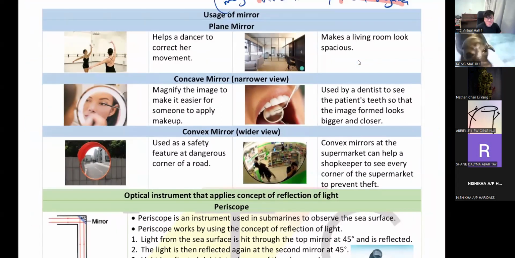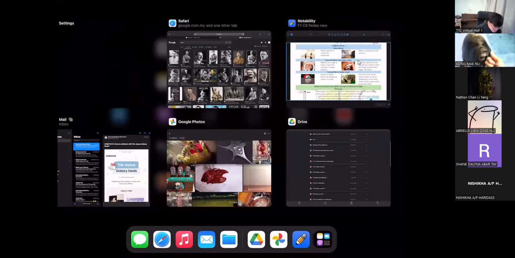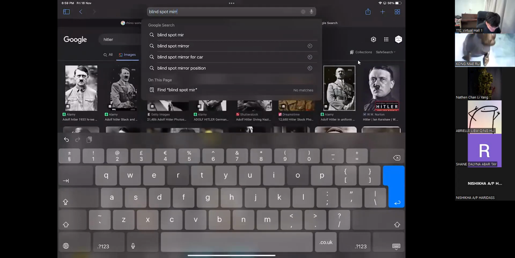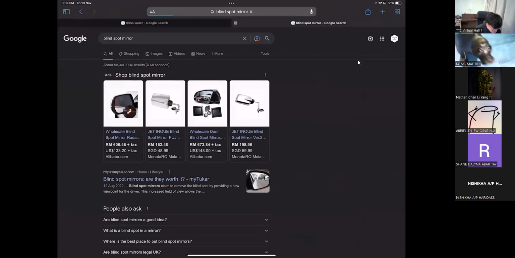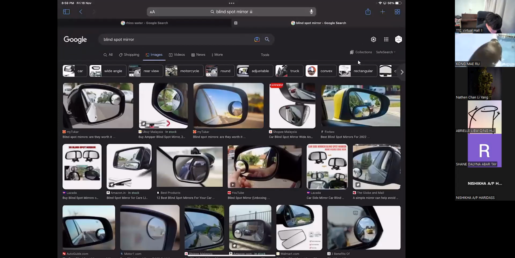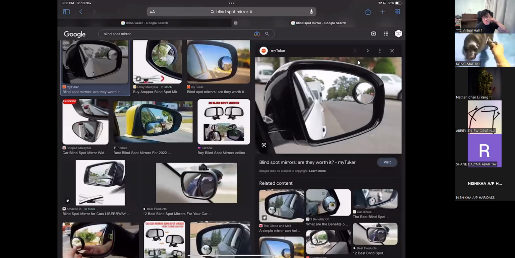Blind spot mirror. You should have this blind spot mirror on your car side window, your side mirror, because it stops you from banging into motorcyclists.